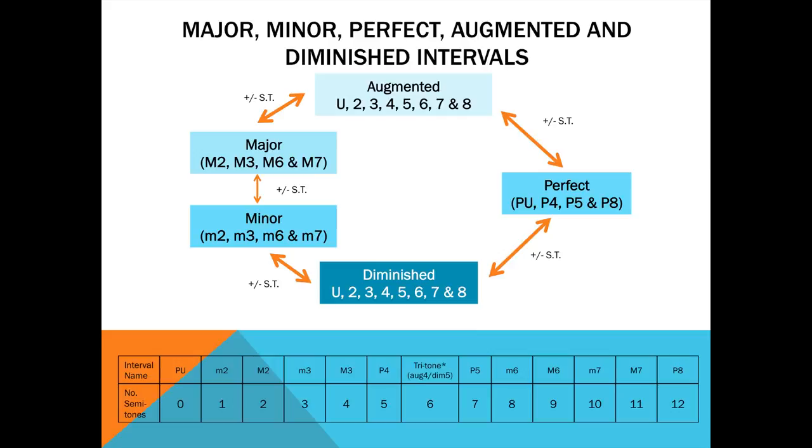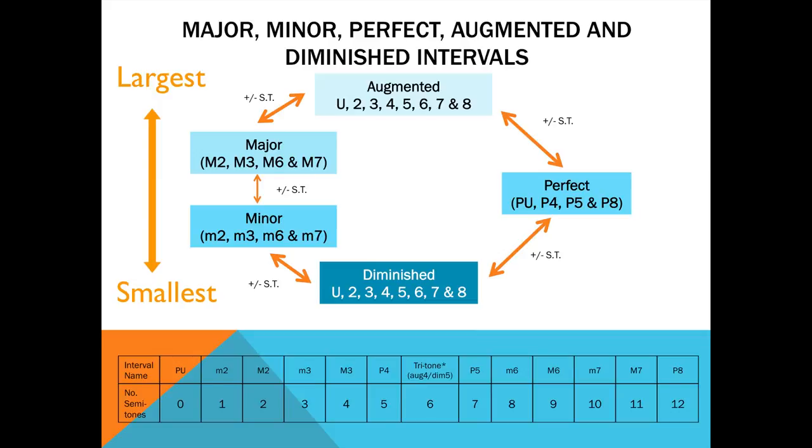On the right-hand side, we have our perfect intervals: perfect unison, perfect fourth, perfect fifth, and perfect octave. And above, we have augmented intervals, which can be anything: unison, second, third, fourth, fifth, sixth, 7th, and octave. And on the bottom, we have diminished intervals: unison, second, third, fourth, fifth, sixth, 7th, and octave. Each time you move up or down one of the orange arrows, we are adding or subtracting a semitone. So augmented is the largest interval, diminished is the smallest interval.